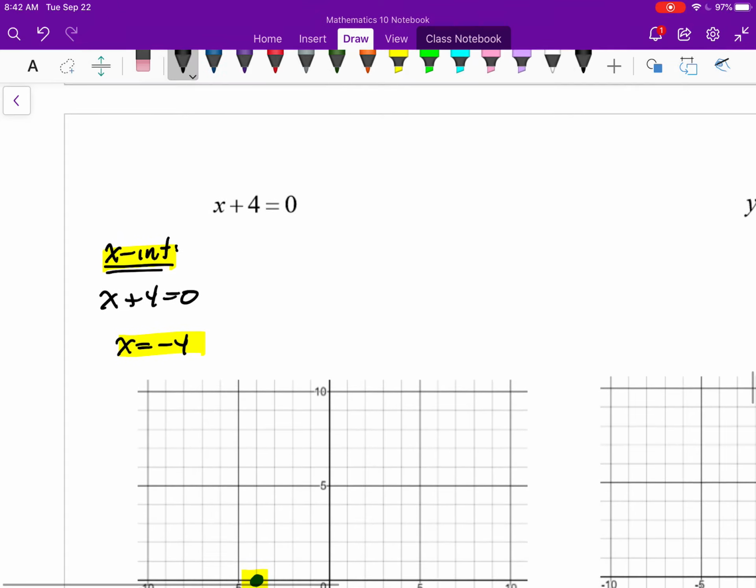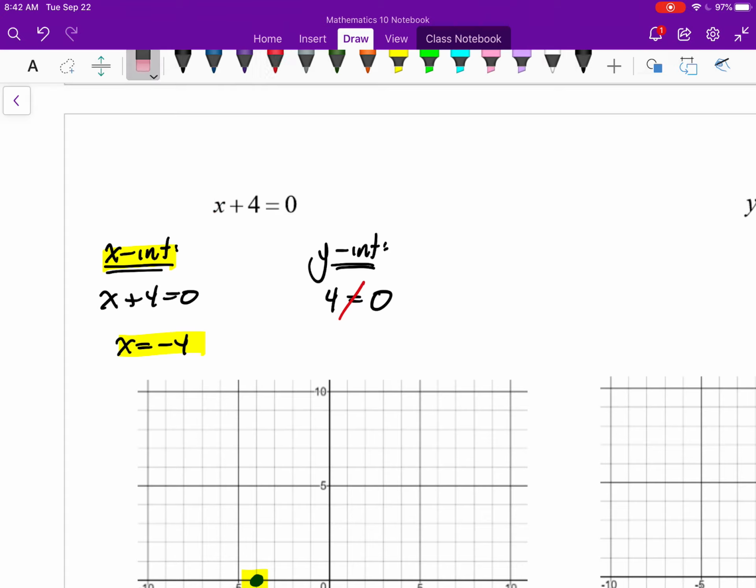What about the y-intercept? Well, for the y-intercept, we make x equal to 0. So I get rid of that term, and I have something weird. I have 4 equals 0. Well, no, it doesn't. 4 doesn't equal 0. What are you talking about? 4 doesn't equal 0. So what does that tell me?